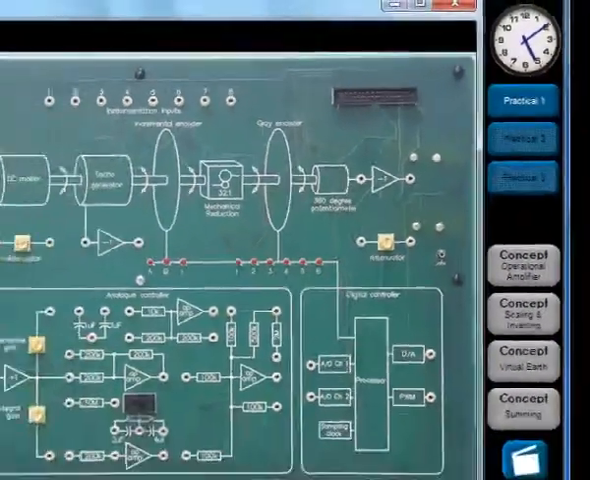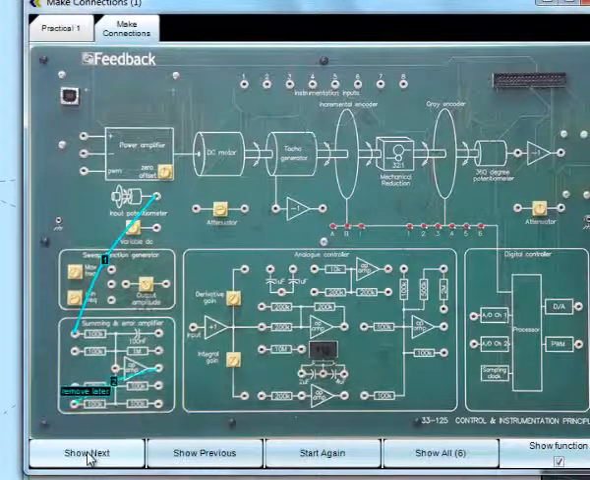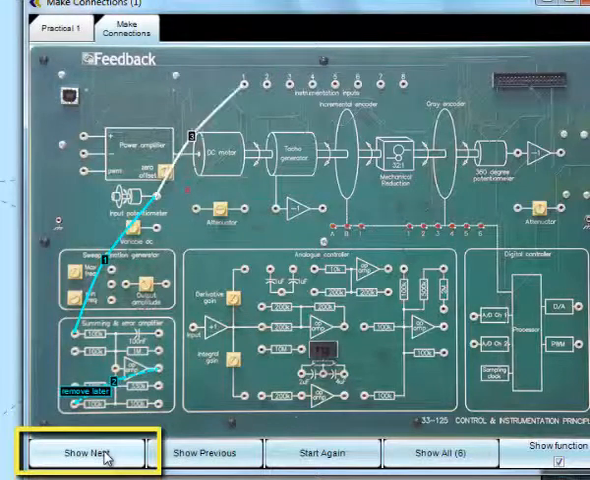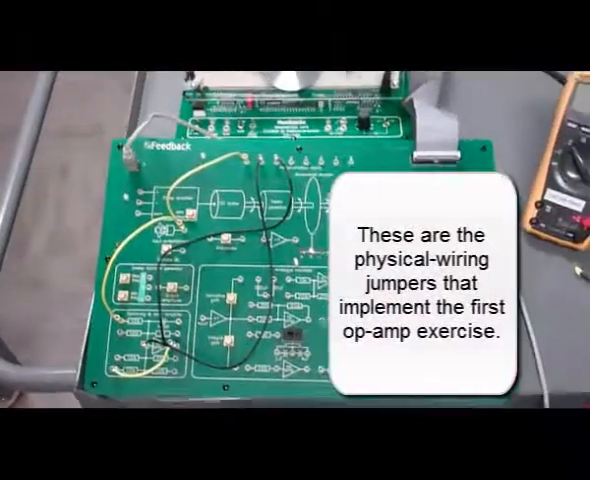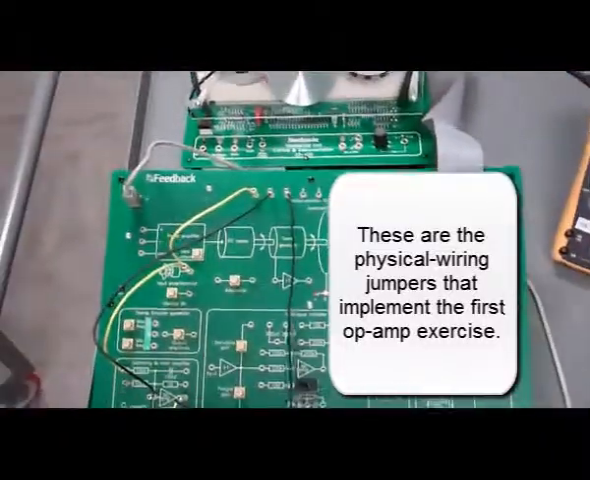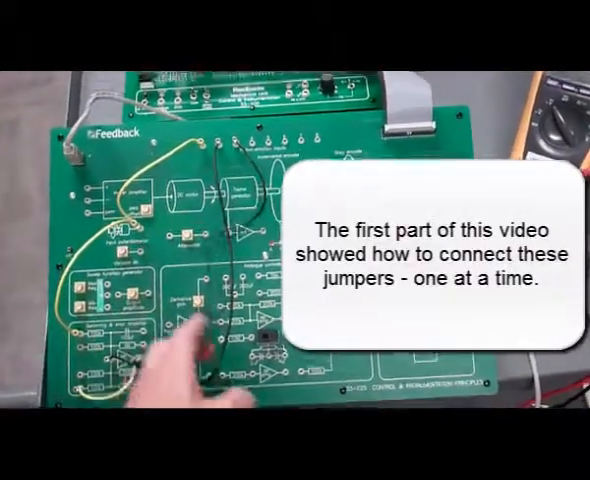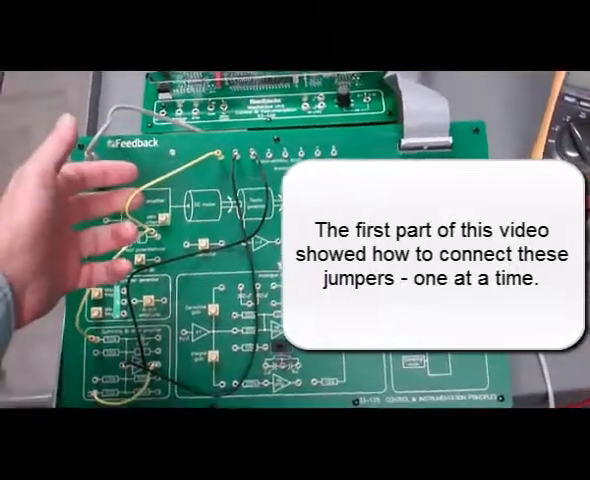The jumper locations to physically wire this exercise are shown one at a time by pressing the Show Next button. These are the physical wiring jumpers that implement the first op-amp exercise. The first part of this video showed how to connect these jumpers one at a time.